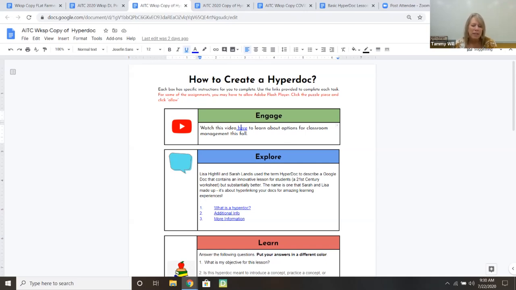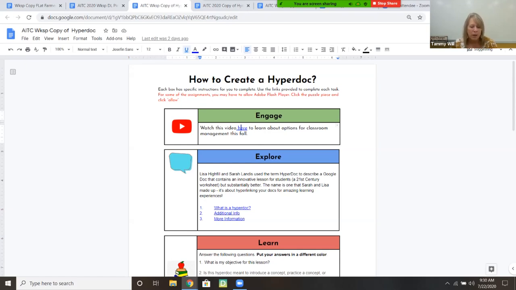When I was thinking about doing this workshop, I was like, how am I going to show them how to do this? I started out with a slideshow, which you can do, because you can do HyperDocs with slides. That's another option. But then it hit me one day: let's do a HyperDoc to show how to do a HyperDoc. So that's what this one is up on the screen. This is a template that is not mine.